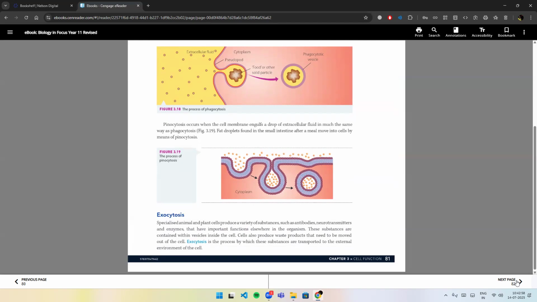Exocytosis. Specialized animal and plant cells produce a variety of substances such as antibodies, neurotransmitters, and enzymes that have important functions elsewhere in the organism. These substances are contained within vesicles inside the cell. Cells also produce waste products that need to be moved out of the cell. Exocytosis is the process by which these substances are transported to the external environment of the cell.